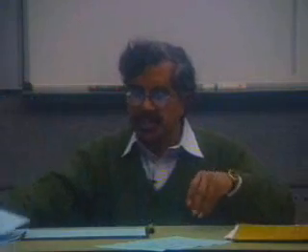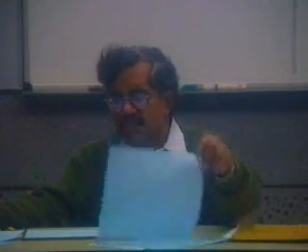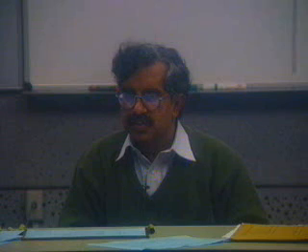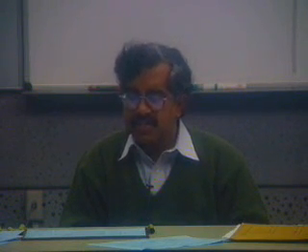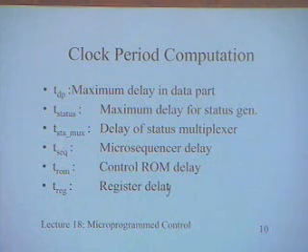So now let us look at the clock period computation part of it. We follow exactly the same approach as we have done in case of the state machine when we are doing the clock period. So I define again some terms. TDP is the maximum delay in data part. When we say maximum delay in data part, what do we mean?